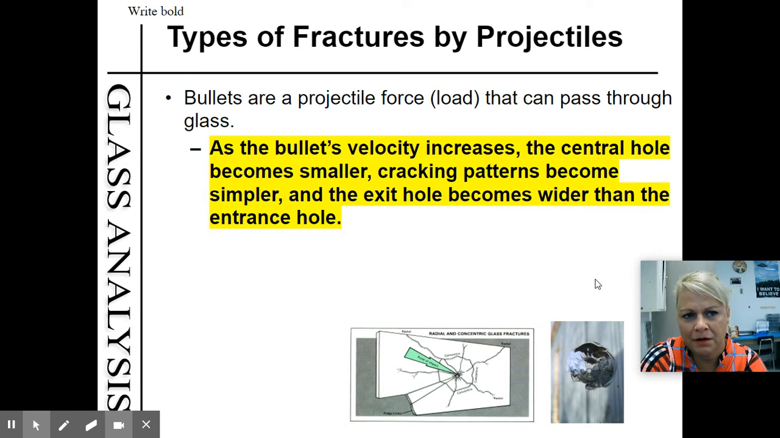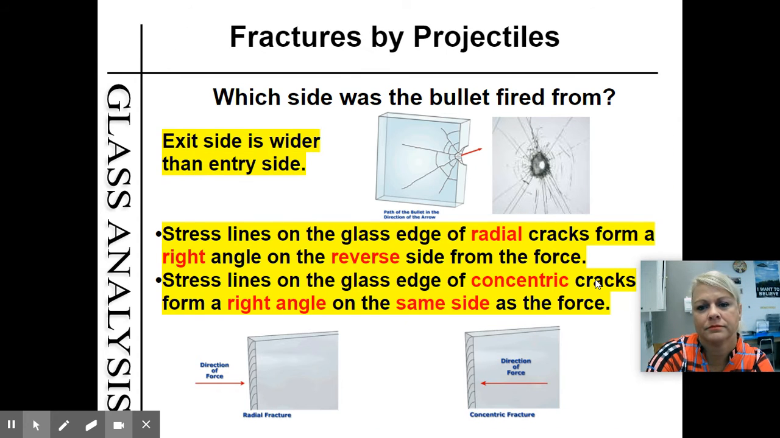So if you're looking at, for example, a car, and the bullet hole is bigger on the outside of the car, that means the bullet was fired from the inside of the car. So again, the exit side is wider than the entry side.